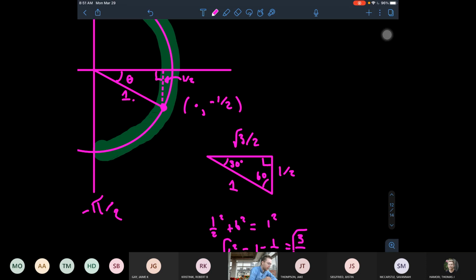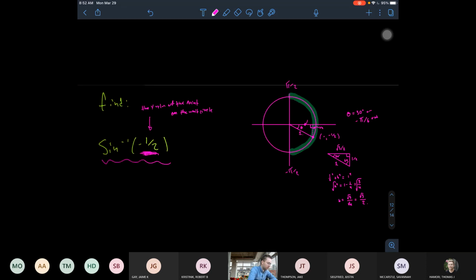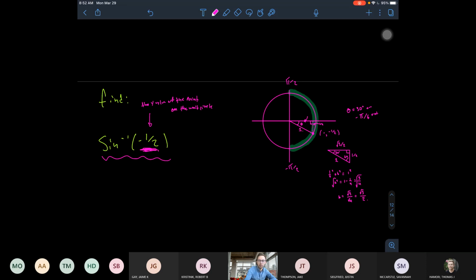Okay, so I have a 30, 60, 90 triangle. So what is this telling me? This is telling me exactly what theta is. I have theta is equal to 30 degrees, or in radians, you could write negative pi over 6 radians. All right, so that's how we do this one. Any questions about this inverse trig problem?